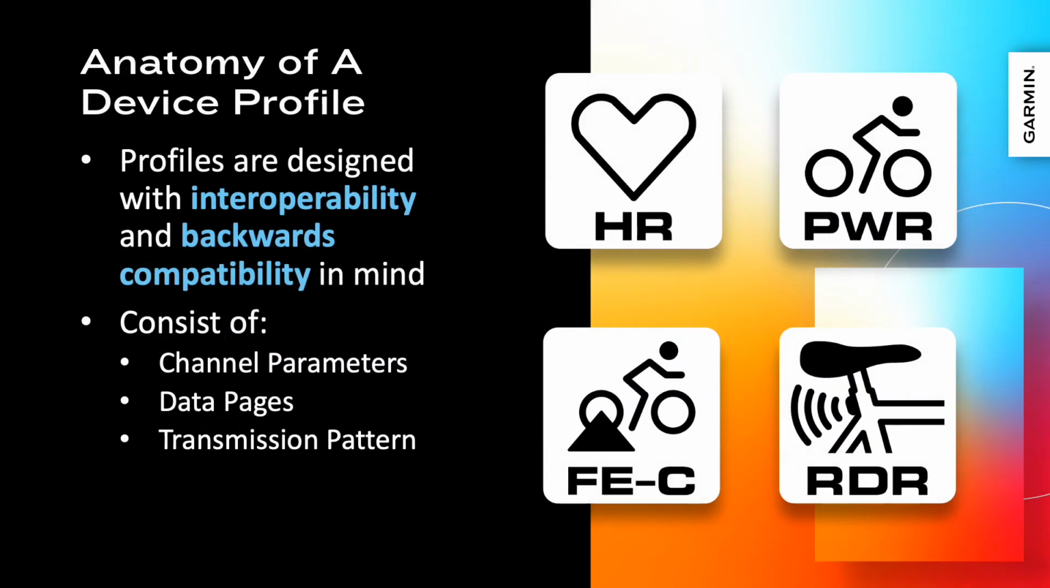As previously mentioned, device profiles are a specification that, when followed, allow two different ANT devices to talk to each other. Given how fundamental they are to ANT+, I want to take some time to go over the basic anatomy of a device profile. Complexity varies across profiles, but in general, there are three basic elements that make up a profile. These are channel parameters, data pages, and transmission pattern.